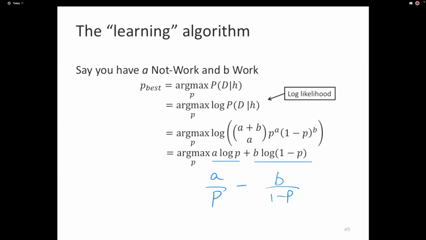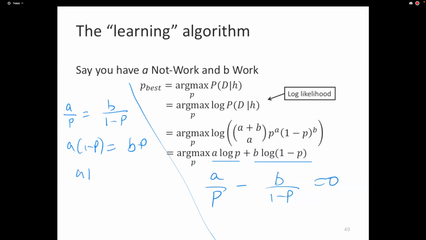So we take the derivative. I can set this to 0 to find the maximum or the minimum. It turns out it is the maximum. And so I get A divided by P equals B divided by 1 minus P. Solving this, the maximum likelihood hypothesis is A divided by A plus B.